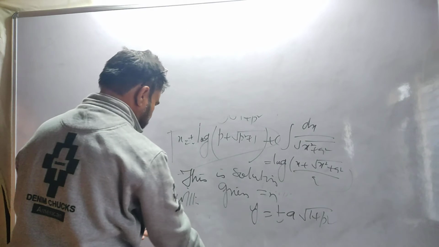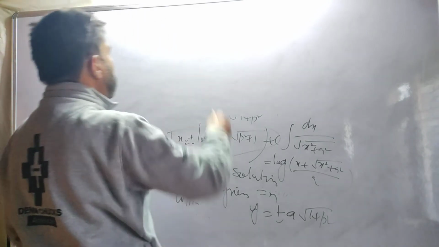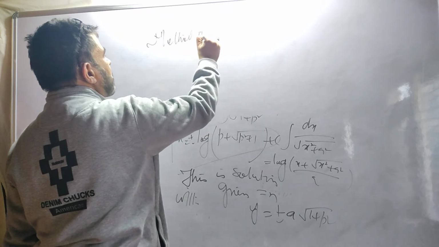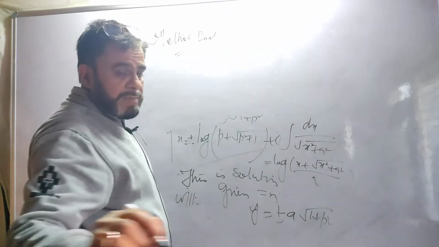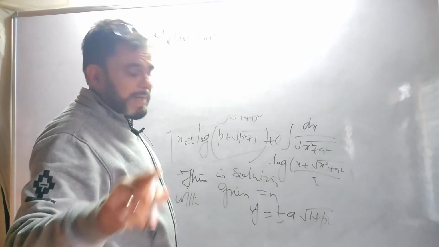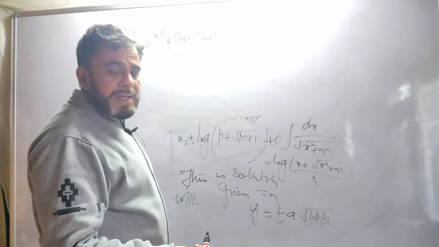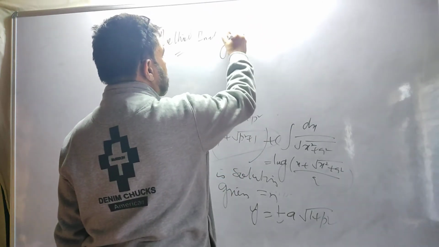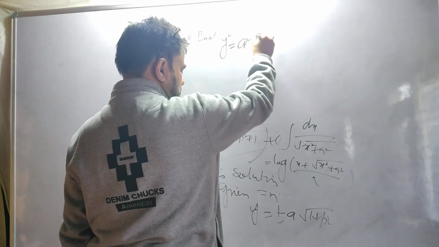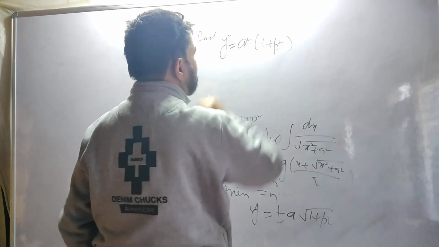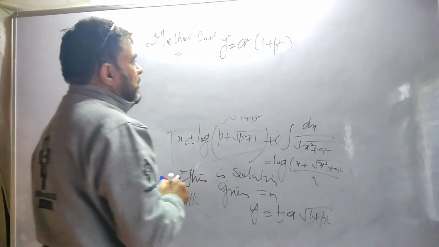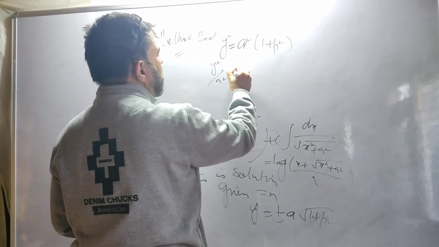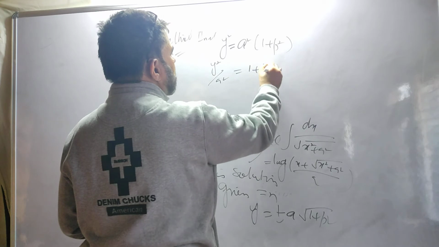You can have a second approach. I will name it method second for the same question. I am solving the same question in two ways. When I could write y as a function of p, now I will write p as a function of y. You see how it is. Your question was y square is equal to a square into 1 plus p square. This was our question. In this case, I will write y square by a square is equal to 1 plus p square.